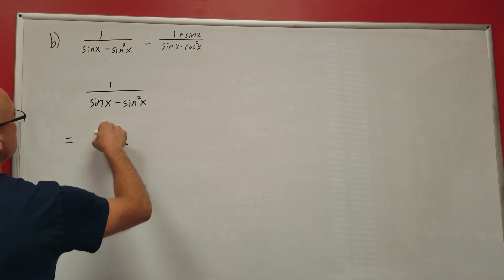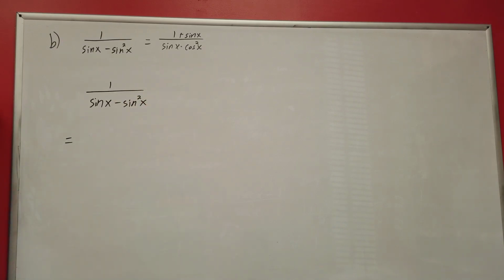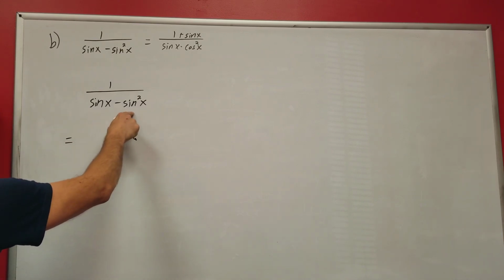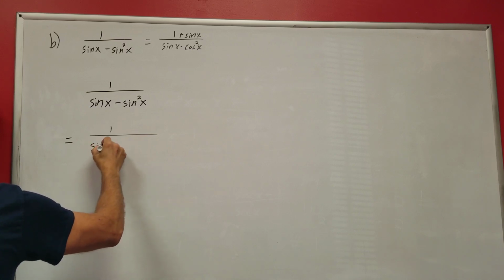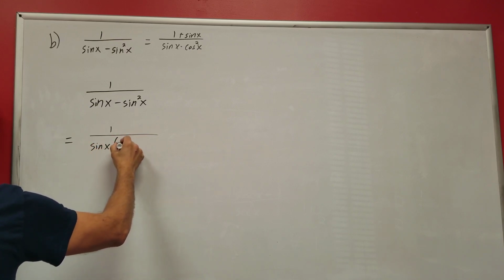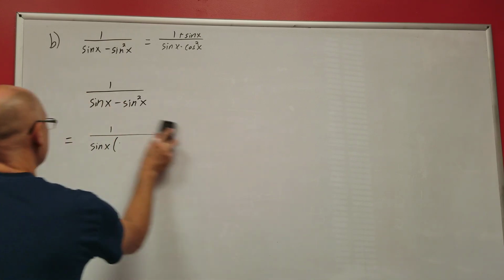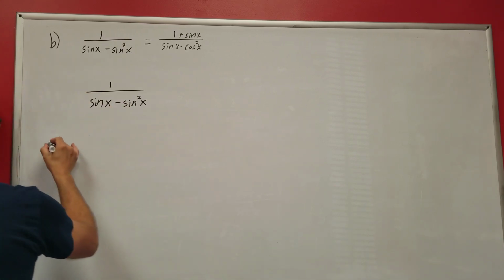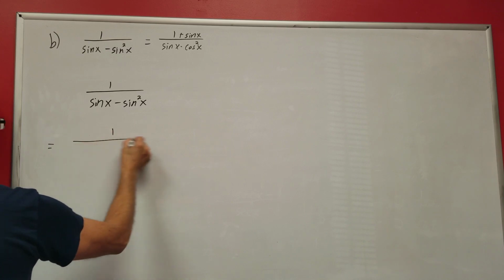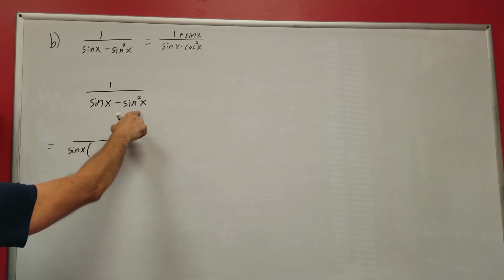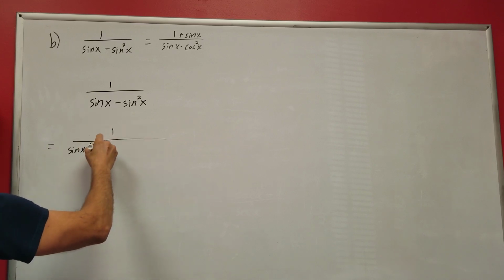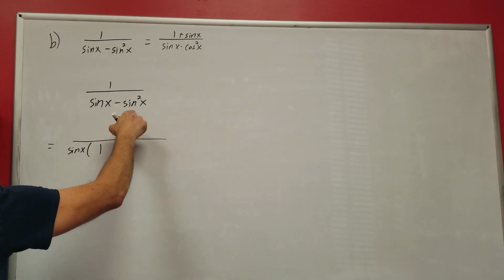All right, so let me start out with this side, make it look like that side, okay? Let me see. Maybe what I'll try to do is factor a sine of x at the bottom. 1 over sine of x times, let me write this a little better for you. All right, let me write this as 1 over, what if I take a sine of x out of each one of these? What am I left with here? A 1 minus, what am I left with here?